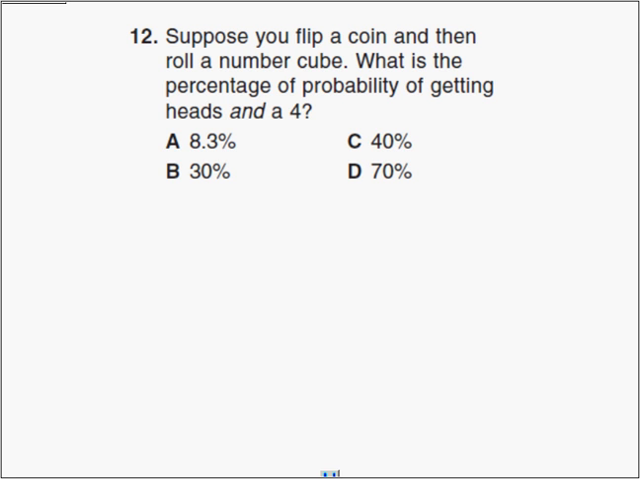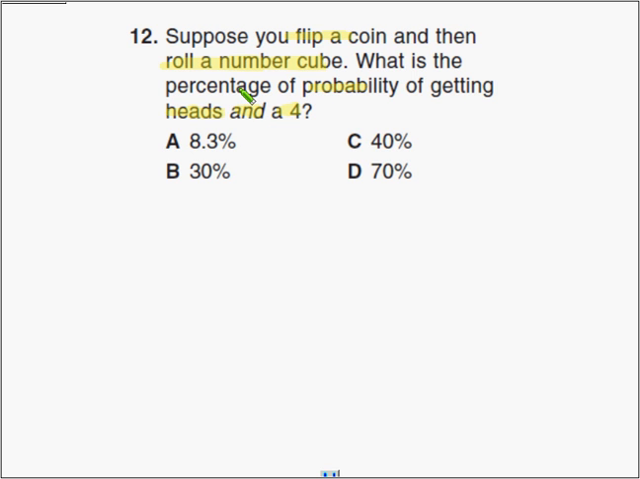And so in practice test C of chapter 8, we're asked, suppose you flip a coin and then roll a number cube, or a die, I call it. What is the percentage of probability of getting a heads and then rolling a 4 right in a row? This is called two independent events, and the key word here is "and."